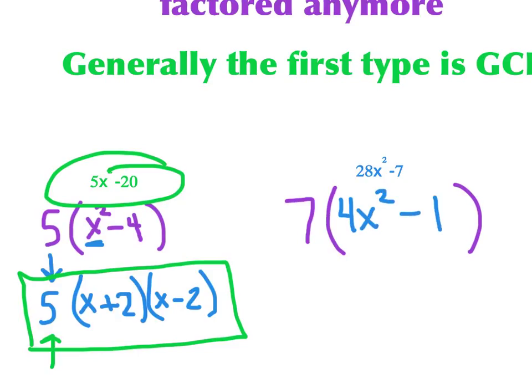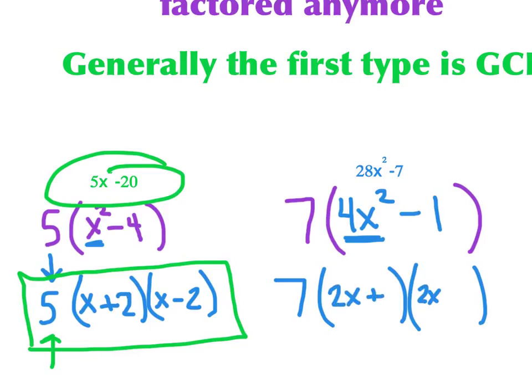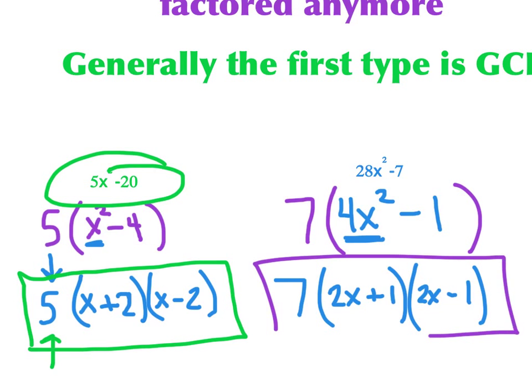Now, the word completely makes me think I've got to do something else, which I do. Perfect square, perfect square, perfect square. So I'm going to rewrite my 7. Say what times what gets me 4, 2 and 2. X and x get me the x squared. One gets a plus, one gets a minus, doesn't matter which one it is. And then 1 times 1 is 1. So I've got a total here of 7 times 2x plus 1 and 2x minus 1.